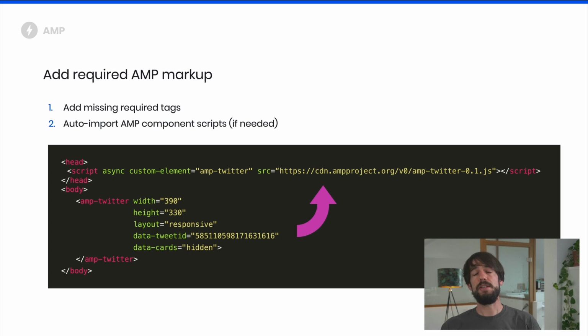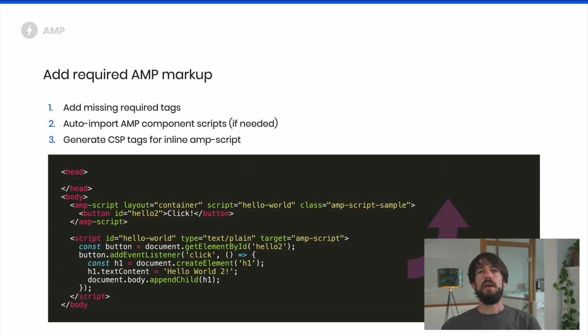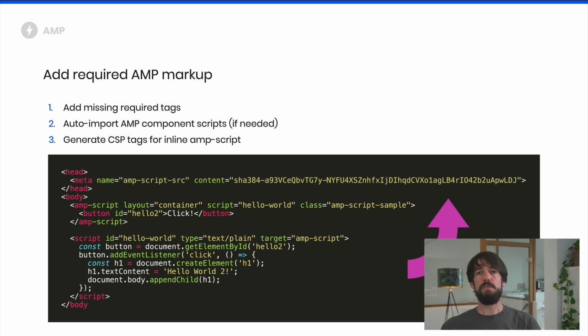But implementing this is definitely worth the effort, as it makes the overall editing experience so much better. And the last thing you can do to help developers is adding support for inline AMP script. This is a really small thing to do, but super helpful for developers. AMP script allows developers to add custom JavaScript to their AMP page. For security reasons, inline AMP script requires an additional script hash.